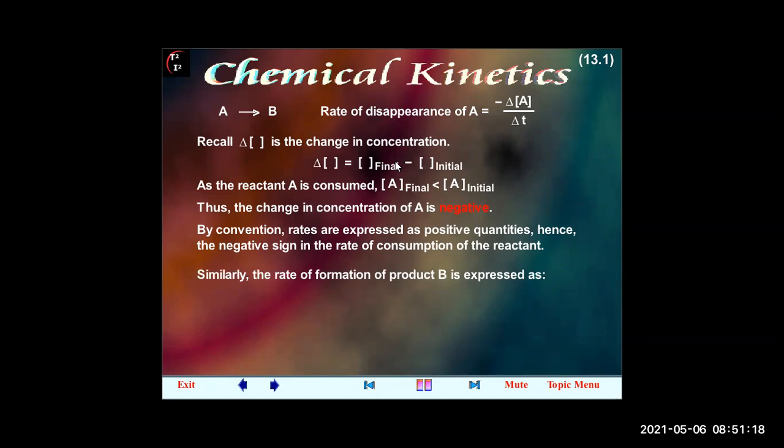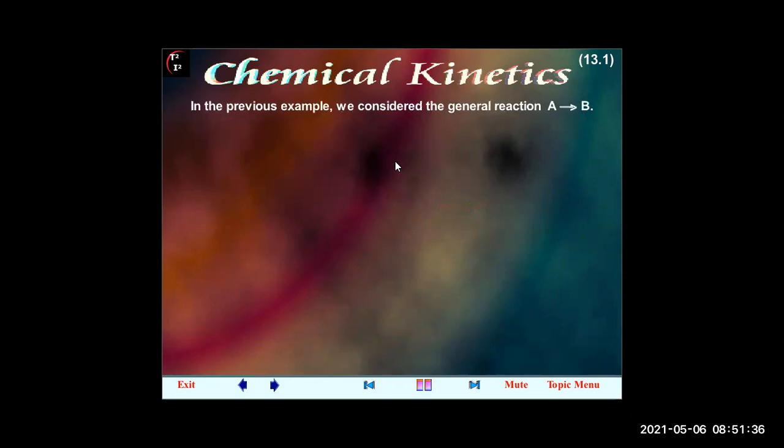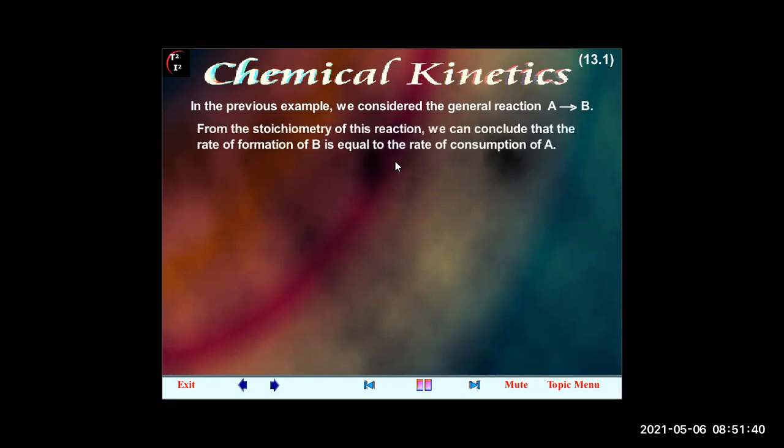Similarly, the rate of formation of product B is expressed as: rate of formation of B equals change in concentration of B divided by change in time. Note that there is no negative sign for the rate of formation of products. In the previous example, we considered the general reaction A yields B. From the stoichiometry of this reaction, we can conclude that the rate of formation of B is equal to the rate of consumption of A. Since these rates are equal, either one can be used to define the reaction rate.